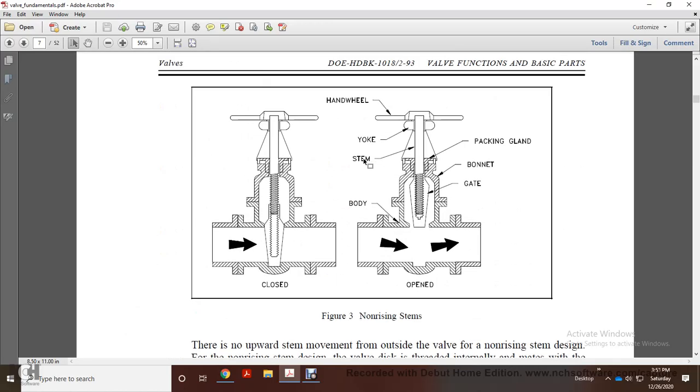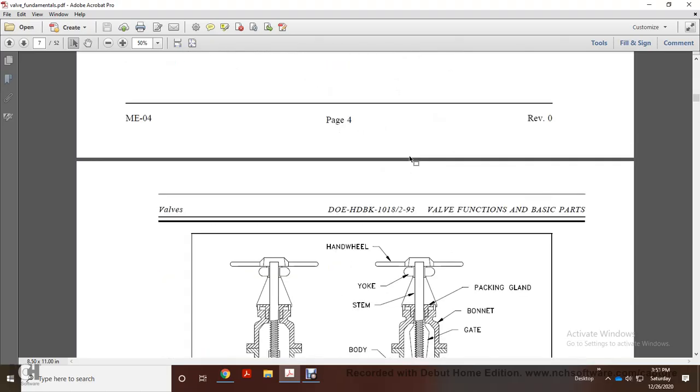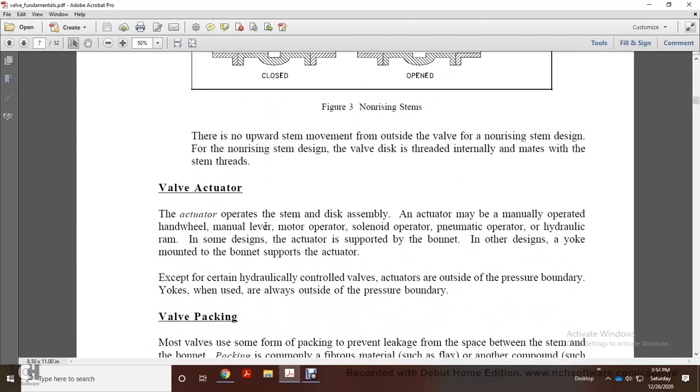Figure 3 is your non-rising stem. It shows the closed position with the body, stem, yoke, handwheel, packing gland, bonnet, and gate. As you notice, the thread is in the opposite direction. There is no upward stem movement outside the valve with the non-rising stem. For a non-rising stem, the valve disc is threaded internally and mates with the stem threads. The valve actuator operates the stem and disc assembly.